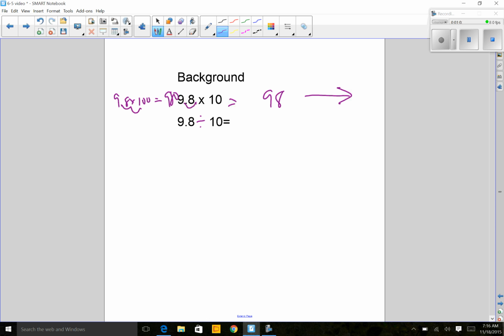Dividing is the opposite. We're making the number smaller. So in this case, we're going to divide by 10, and we're going to move the decimal in that direction. Dividing by 10, we move it over one place, and it becomes 98 hundredths. Now, if we were dividing that by 100, we'd be moving it over two places, and now it would be 98 thousandths. Okay? So multiplying or dividing by 10, you're moving that decimal place one direction or the other. Multiplying, moving it that way. Dividing, moving it that way.